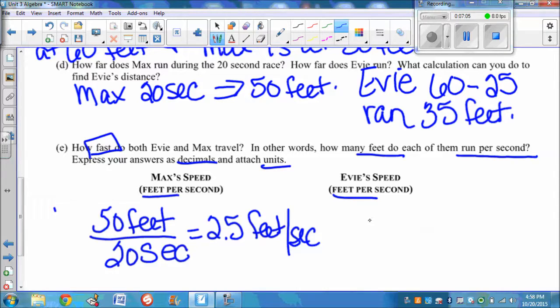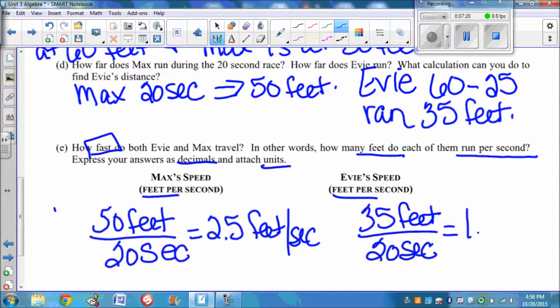Then what about Evie? Okay, Evie ran a total of 35 feet in 20 seconds. So again, there's our feet per second. Now just divide the 30 by 20, and we end up with 1.75 feet per second. Okay, so obviously who is running faster? Okay, Max is running faster, 2.5 feet per second, and she's 1.75 feet per second. Okay, all right, go ahead, flip the page.